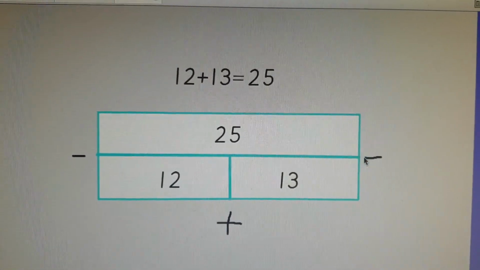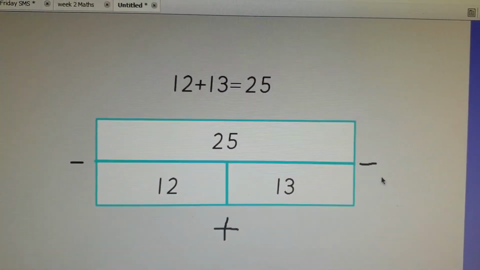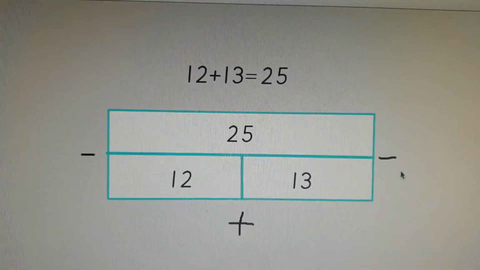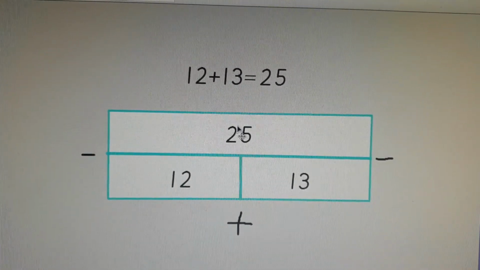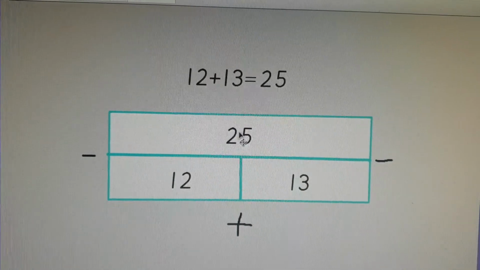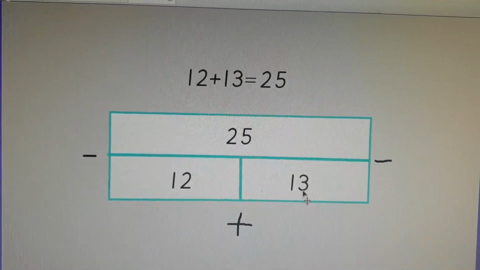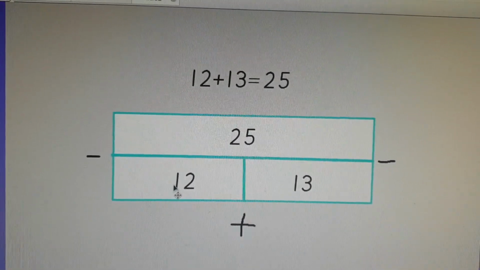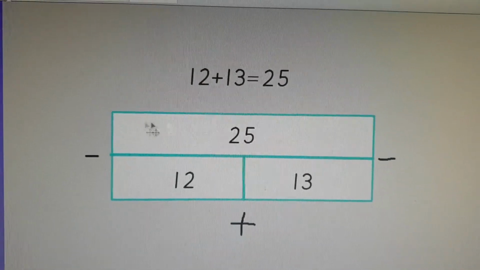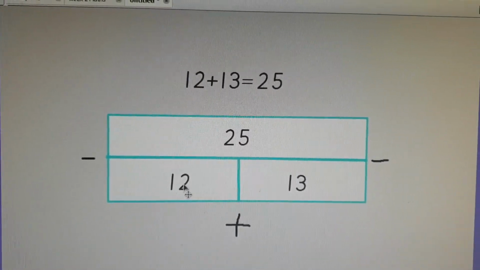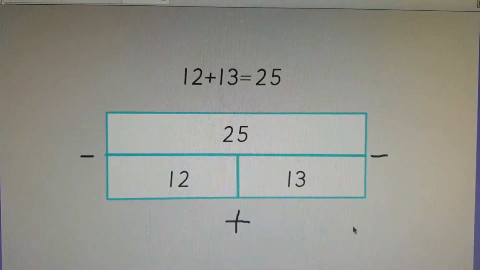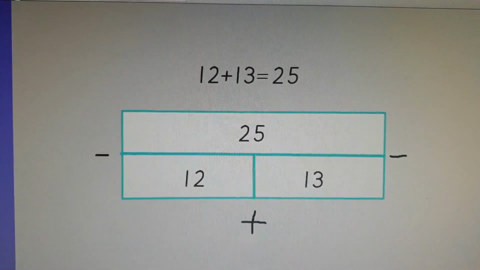I can also use the takeaway signs to help me and tell me some information. So when we take away, we start with our whole, that's my number at the top. 25 take away 13 equals 12. 25 take away 12 equals 13. So those are my numbers correctly in the bar.